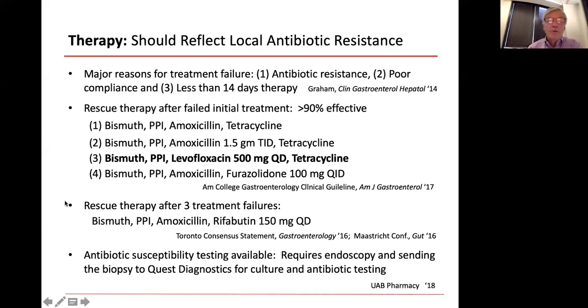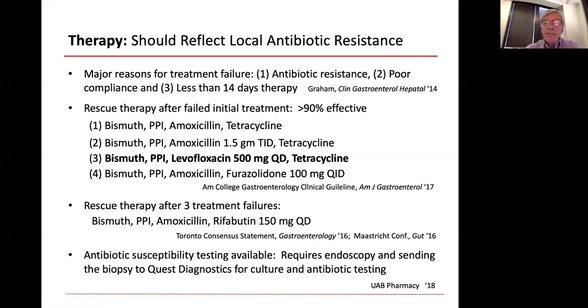For rescue therapy, there are 4 regimens that are recommended by the American College of Gastroenterology. These include bismuth, PPI, amoxicillin, tetracycline. So basically, repeat the original therapy. Secondly, increasing the amoxicillin to 1.5 grams TID. Levofloxacin can also be used in place of the amoxicillin. And then furazolidone, a liquid form, is quite helpful in children. When rescue therapy fails after 3 treatments, rifabutin can be substituted for the tetracycline.